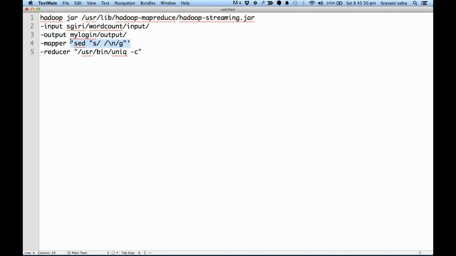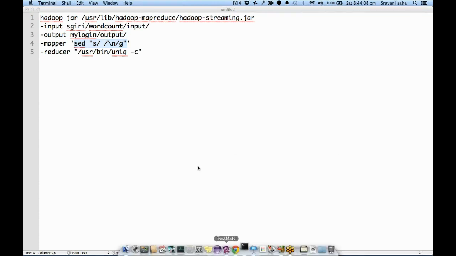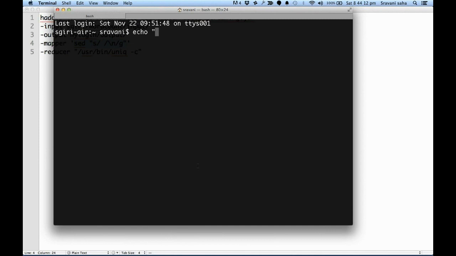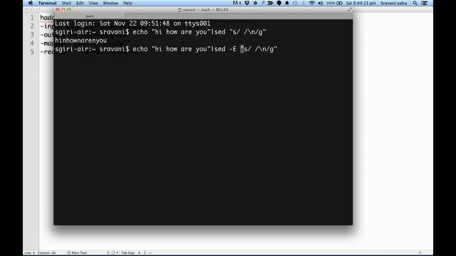So what exactly is this command doing? It is replacing. The syntax is SED. SED is the command name. What it does is substitute spaces with a new line. I'll show you how it works without MapReduce. If you say echo hi how are you, and then you say SED... I'm sorry, let me just SSH, because this is a Mac machine and the behavior of SED is different on this machine.